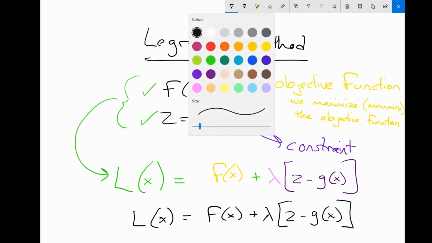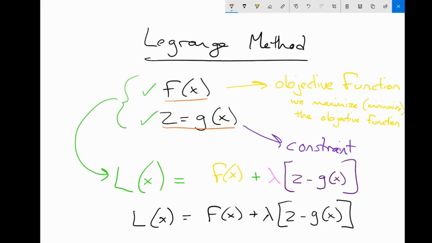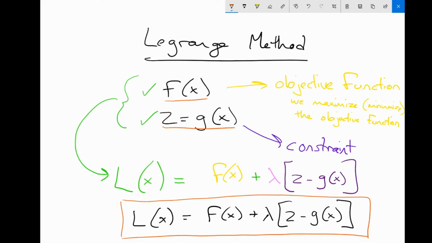So this was our original objective function. This is our constraint. We take both of them, we create a new function called the Lagrange function, and we will now use this Lagrange function and maximize that. This will allow us to find the constrained maximum point. We are going to be able to find the x star that maximizes f of x, subject to the constraint. So this is the Lagrange method. Let's set it up more completely and then see it in action. Make sure you have that written down. I'm going to go ahead and erase it, and then we're going to move on.